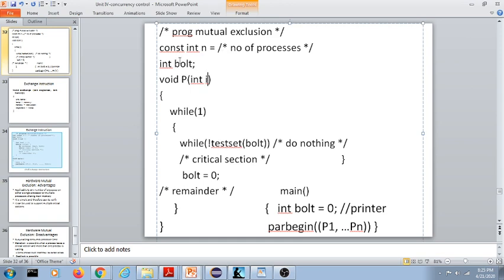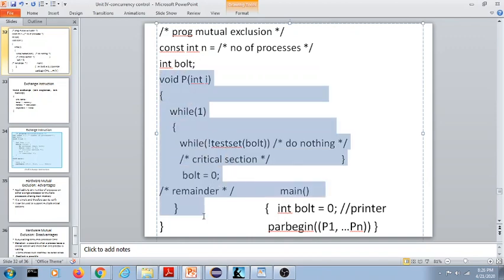Then, for the program for mutual exclusion, you are simply declaring one variable called bolt. Then you are declaring one more variable which is a constant, because the number of processes for that particular application will definitely be constant, or as a programmer you will have the idea of how many different processes are there in your program. So in this case your n variable will be a constant. Suppose you have four processes, then n will be equal to 4. Now whenever the process is executed, this particular section will get executed.